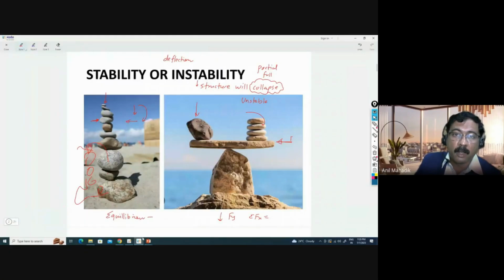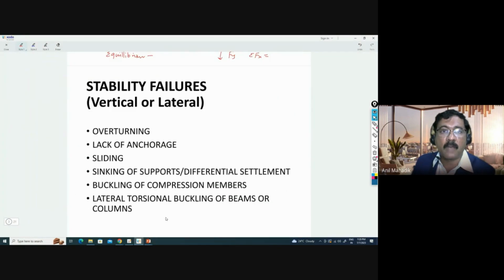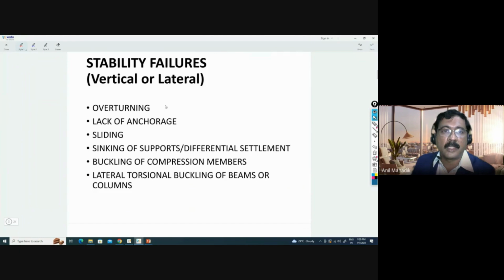Now we'll go ahead. Just see this. Stability failures are vertical and lateral loading, and these are a few terms related to stability issues. There is structure collapse due to overturning of the structure. There is a term, lack of anchorage. We will see in detail.